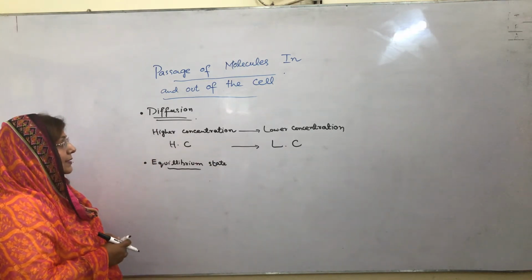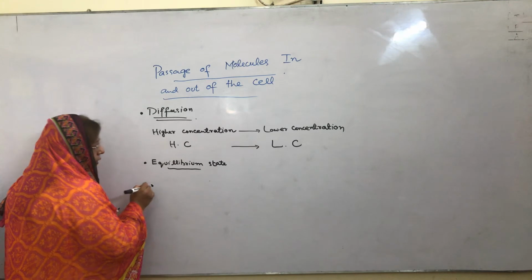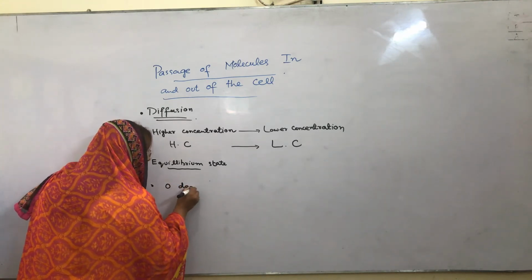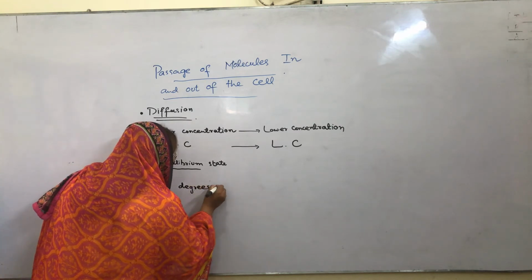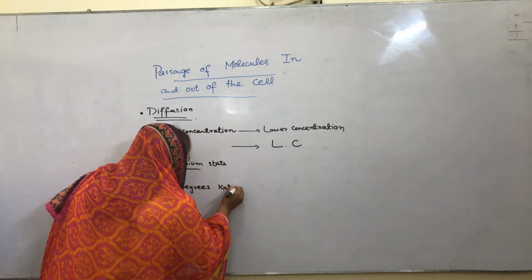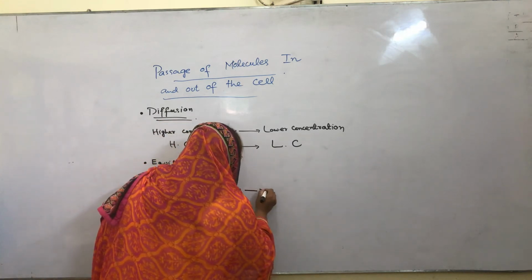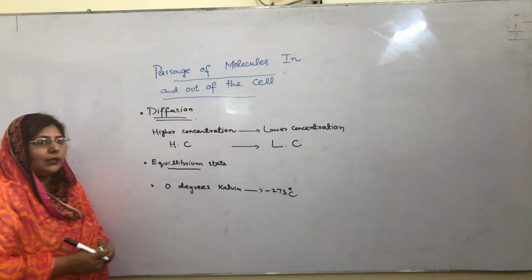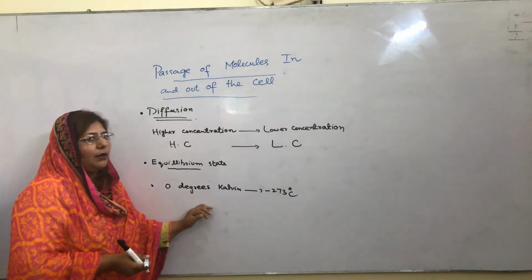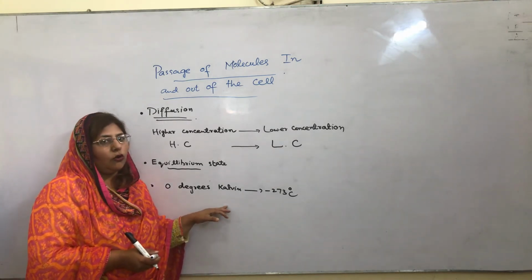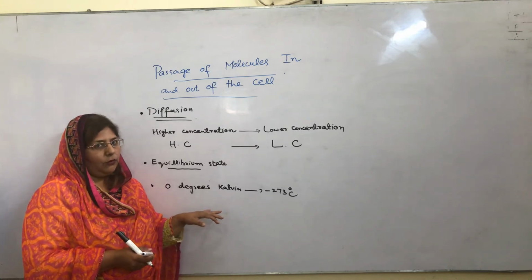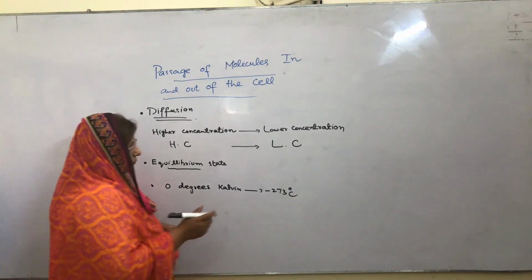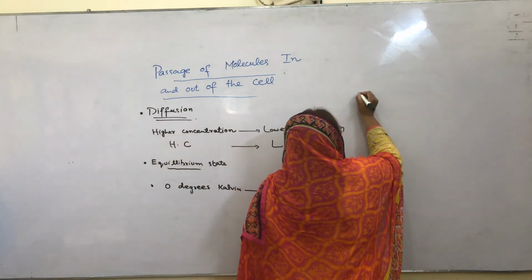That is the first point. Secondly, in the human body, at 0 degrees Kelvin, which is equal to minus 273 degrees centigrade, all molecules come in a stable form. Now diffusion helps in many things.